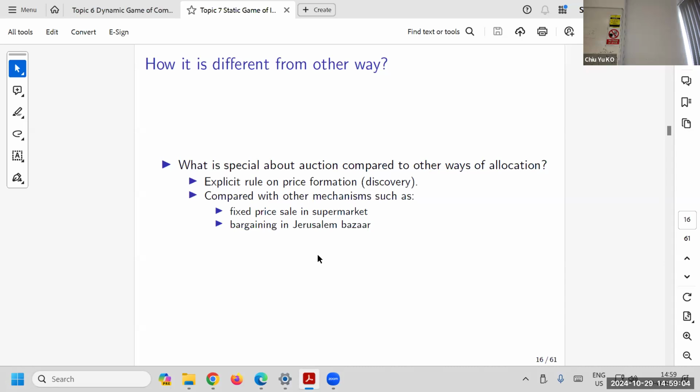And what's special about this is there will be a price formation like the market, right? Remember how the market works: people set the price up and down to satisfy demand and supply, right? But auction is rather explicit, right? The price is determined by a rule such that the demand equals the supply, okay? And this is different from two things, which if we have time, we can talk about.